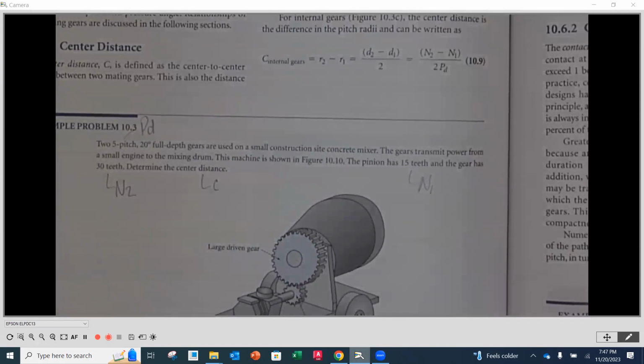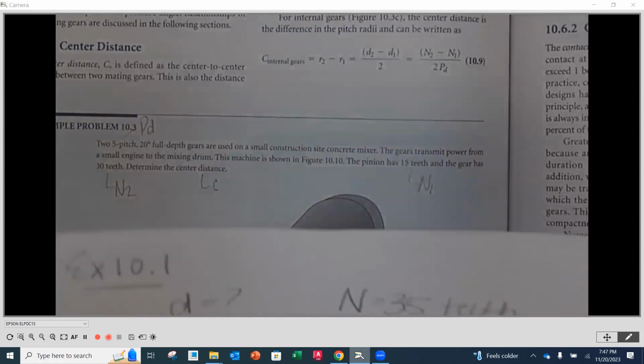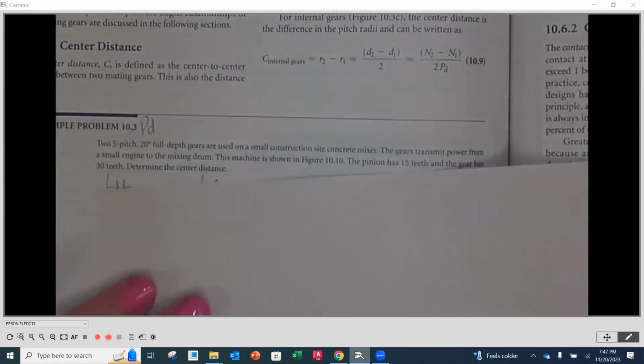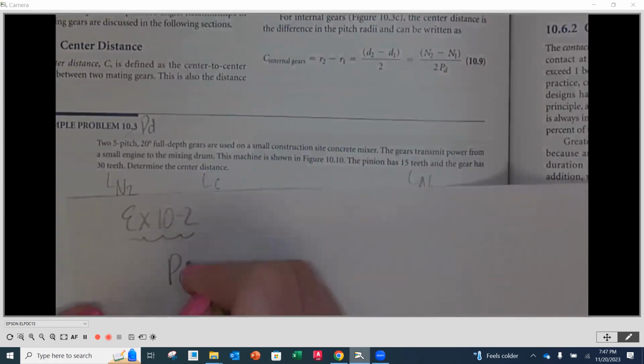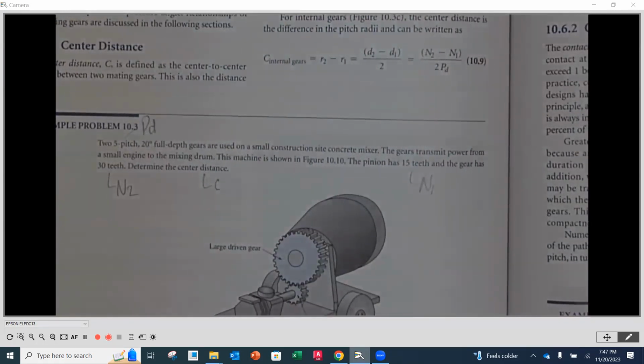So for this example, example 10.2, our diametral pitch is going to be 5. Now the 20-degree full depth gear is the 20-degree pressure angle. That's not going to come into any calculations, but it is important when we specify 2 gears in mesh. They have to have the same diametral pitch and the same pressure angle. Even if it has the same diametral pitch but a different pressure angle, those still are not going to mesh correctly.